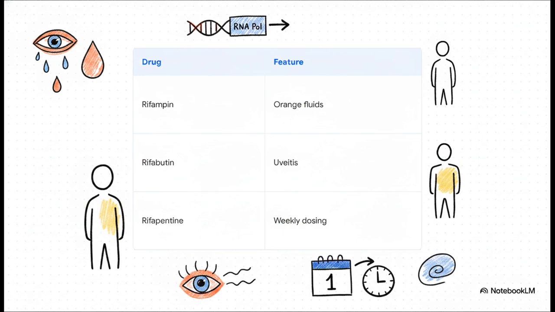Take a look at the distinctions between the rifamycin family members here. They all inhibit the RNA polymerase beta subunit, which, by the way, is encoded by the rpoB gene, and they all cause harmless, but let's be honest, pretty startling orange-red body fluids. We're talking tears, urine, the whole 9 yards. But pay attention to the differences. Rifabutin carries a unique risk of uveitis and yellow skin discoloration, whereas rifapentine has this really long half-life, making it the absolute go-to for weekly dosing regimens in latent TB.